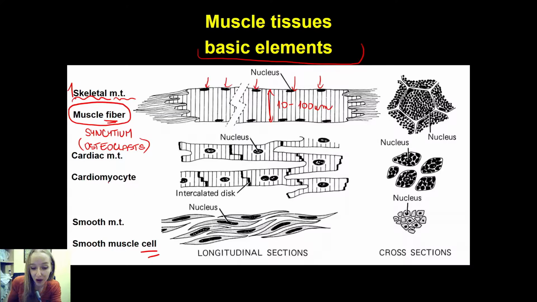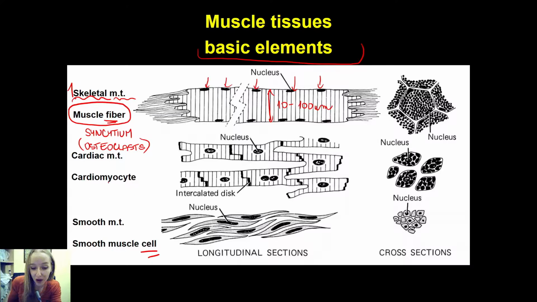The contraction is controlled voluntarily, so you know when you're going to stretch your muscles. In diameter, they are about 10 to 100 micrometers. In length, they are in millimeters to tens of centimeters. So really just look at how long your muscles are, and you know how long the fibers can be.